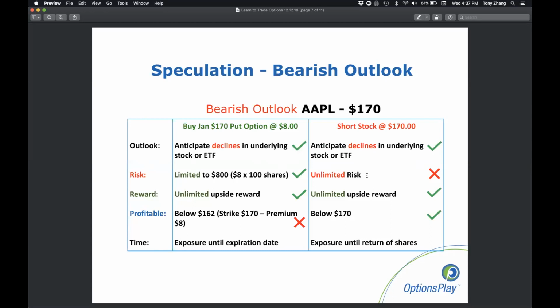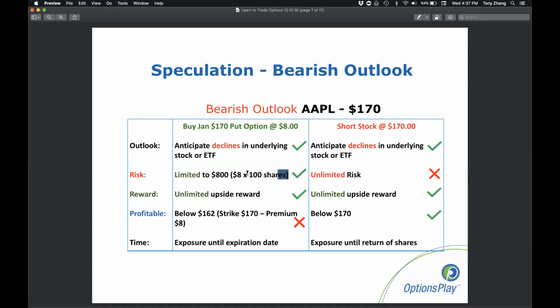Just like the call option, one has unlimited risk, because if you short a stock and the stock goes up to 300 or 500, there's no limit to the amount of money you can lose when you short a stock. And that's really why I would never advocate anyone to short a stock. If you are bearish on a stock, take a look at some put options.